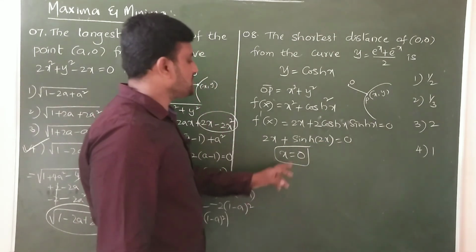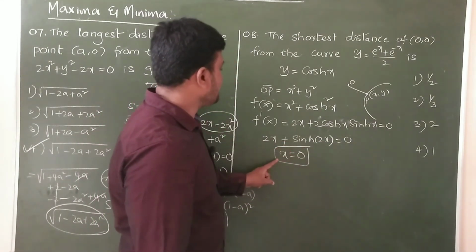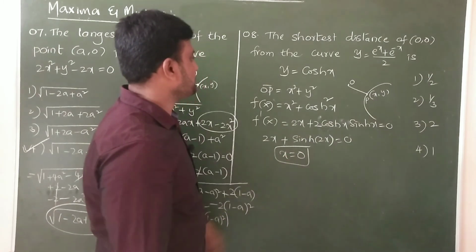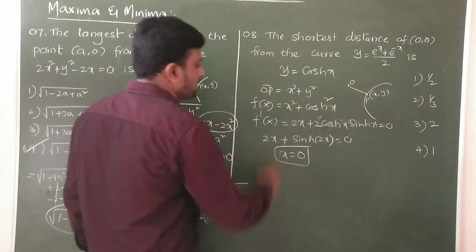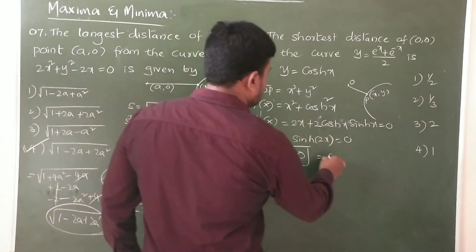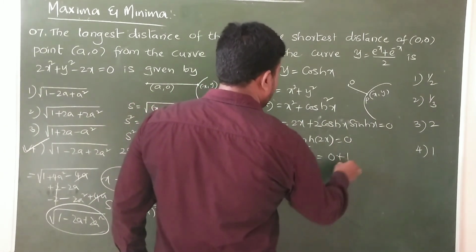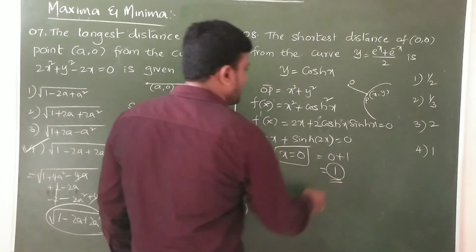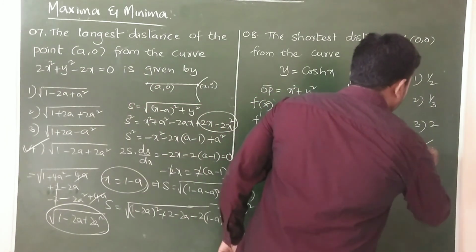Since x equals 0 satisfies the equation, substitute x equals 0 into our given function. We will get what? It is 0 plus, now it should be 1. So 1. Our answer is the fourth one.